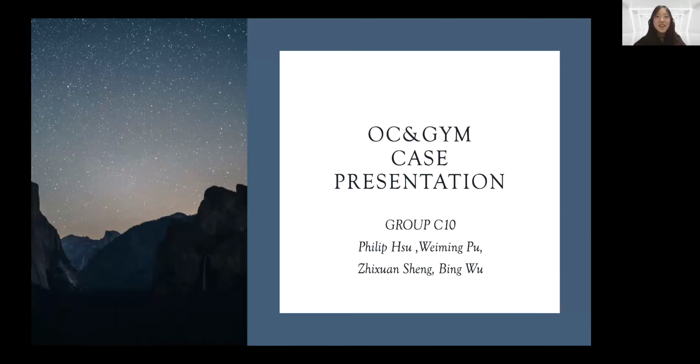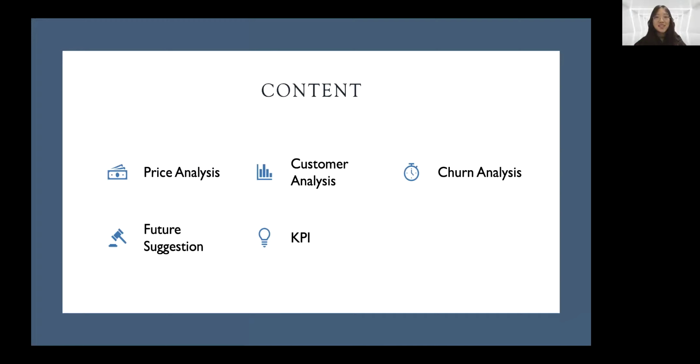For our content today, the first one is price analysis. Since our client increased price and didn't obtain target revenue, we first want to begin with a price analysis to figure out the reason. Then, to further explore management and development of the gym, we plan to do customer analysis to get a more accurate customer image. Furthermore, we notice that the churn rate is extremely high, which becomes a significant problem that we intend to improve. After those analyses, we will give future suggestions and KPI explanations.